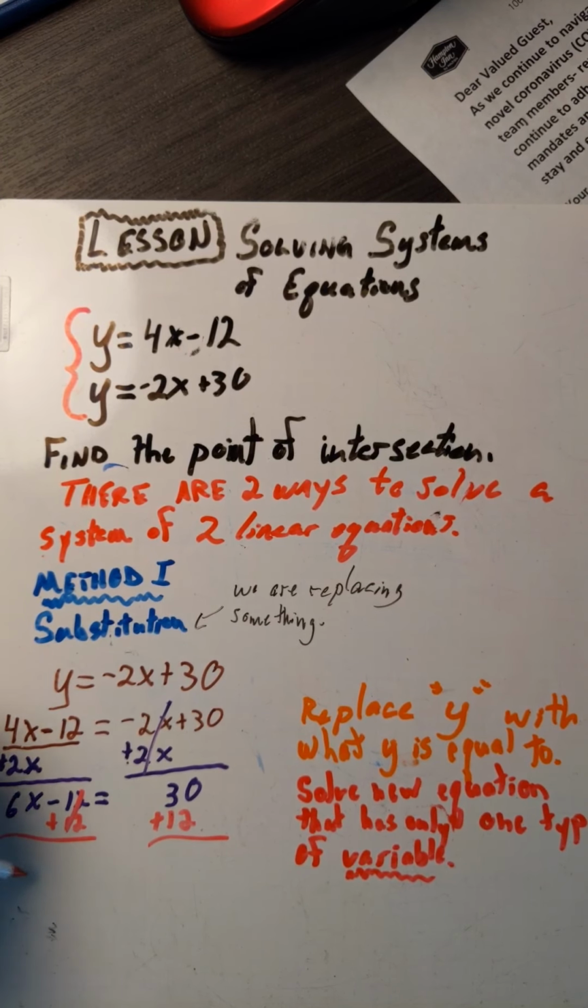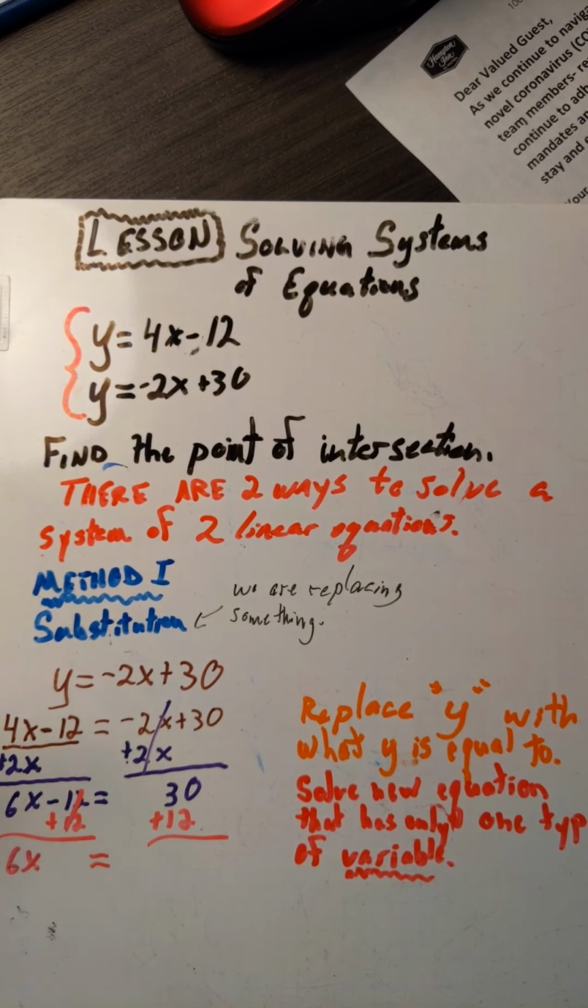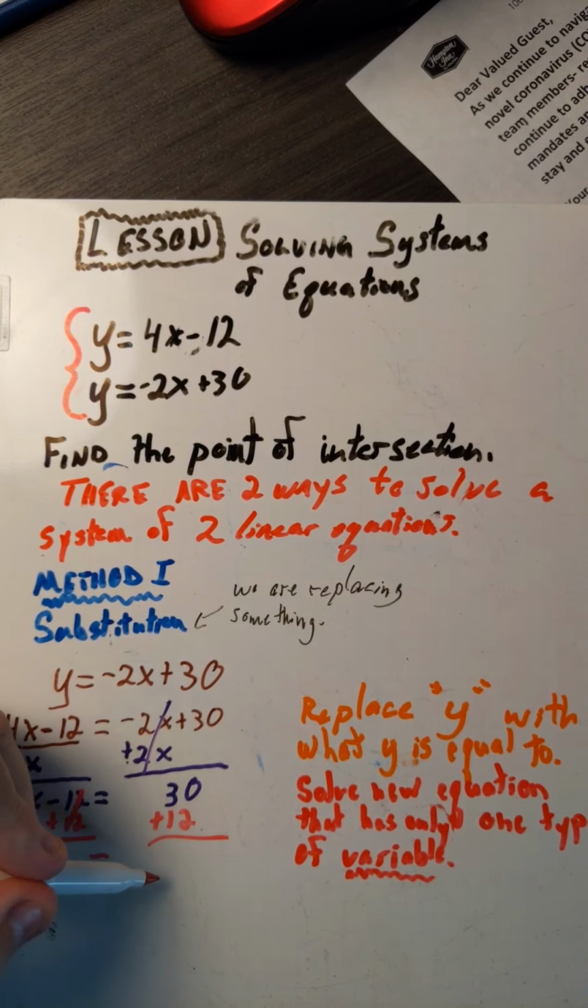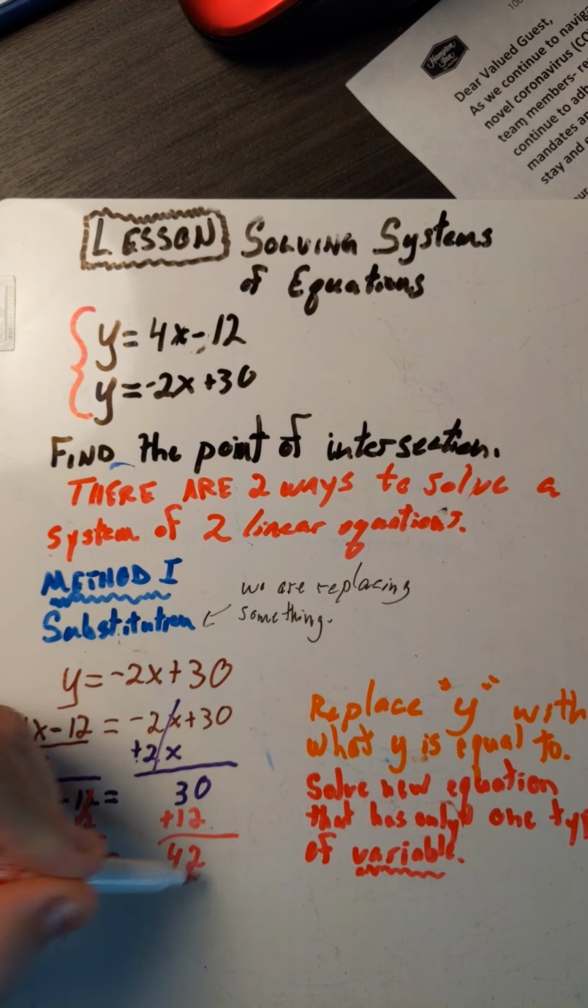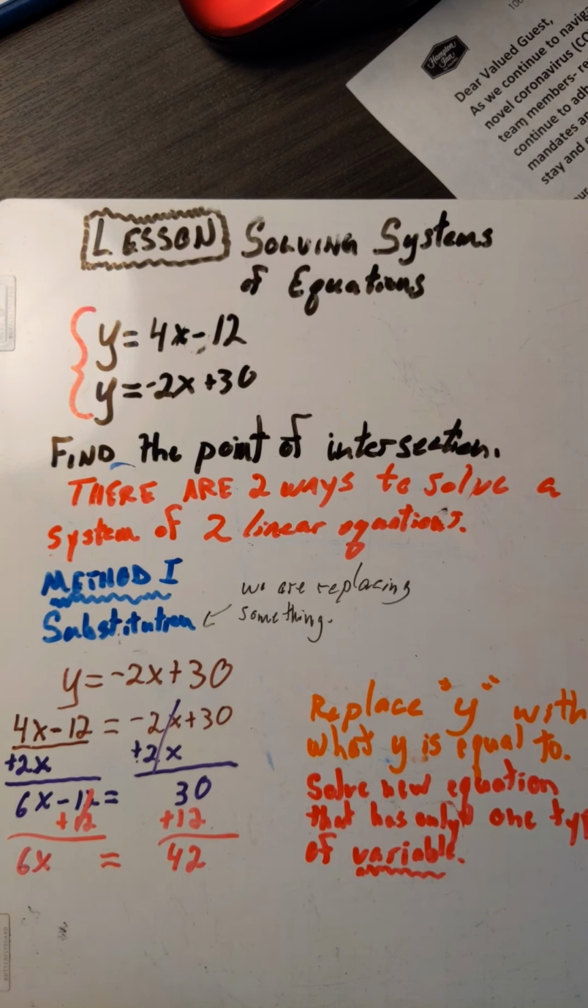All right, 12 cancels out. We get 6x on the left because nothing happened to the 6x. Nothing changed there. Equals, guys, please make sure you keep that equal sign. If you start with an equation, you should always end with an equal sign, an equation. And on the right-hand side, 30 plus 12 is 42. All right, so we're very close to a solution here.